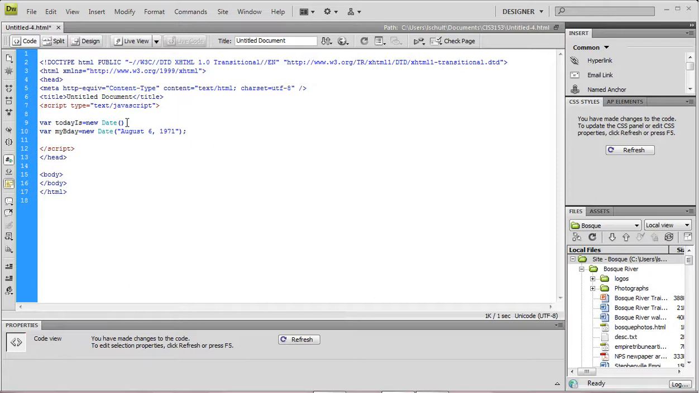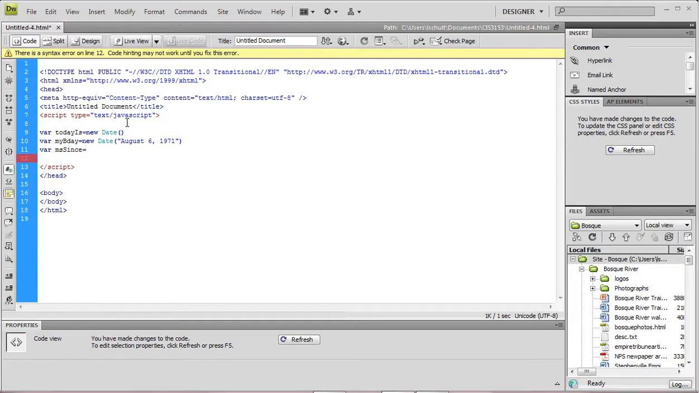And so what we're going to do now is we are going to subtract those two dates and then figure out, convert it into either days or years, which is what we want for this example. So we're going to go ahead and do this in a couple of steps. We're going to set up a variable named millisecond cents.